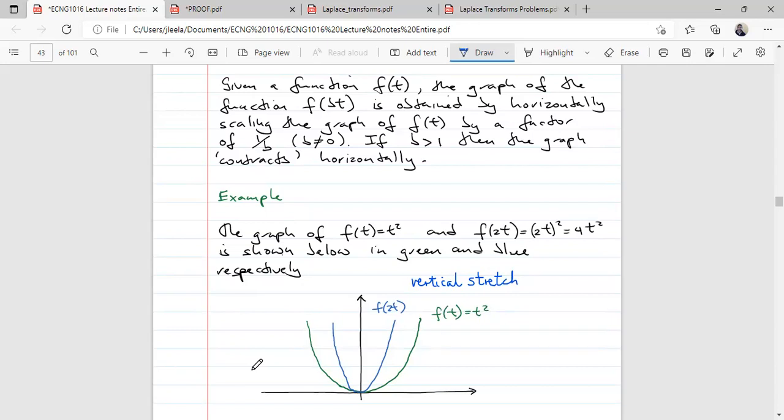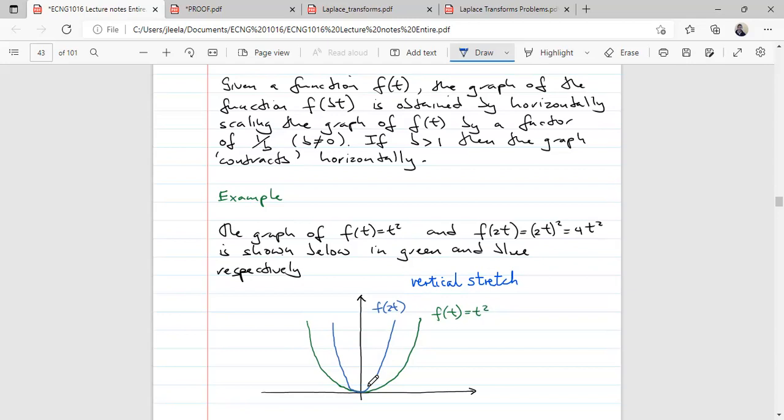So if you look at this example here, you have f of t is t squared, and f of 2t will be 4t squared, right? And you have the two graphs here, the graph of t squared in green and the graph of f of 2t in blue. So if you look at the graph in blue, it's contracting horizontally, meaning it's coming more together, right? And going more up. So that is why we're calling it a vertical stretch, right?